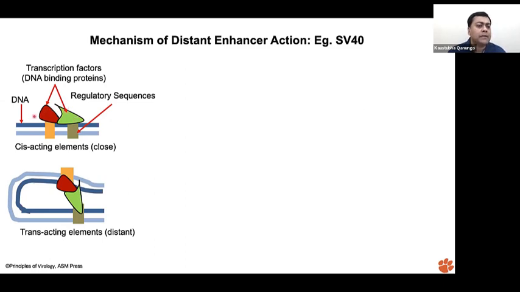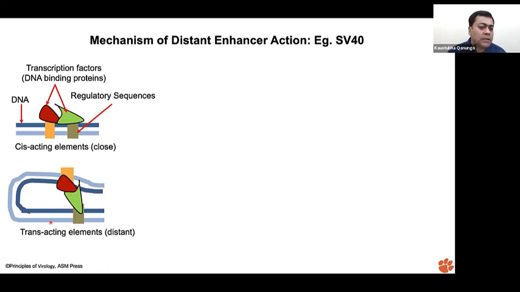When this happens within a few hundred base pair, we call this a cis-acting element. So this is a cis-acting element, this is a cis-acting element. But if they are 10,000 base pair away, this type of interaction cannot happen, and the DNA must loop, and this is called the DNA looping model of the transactivation.